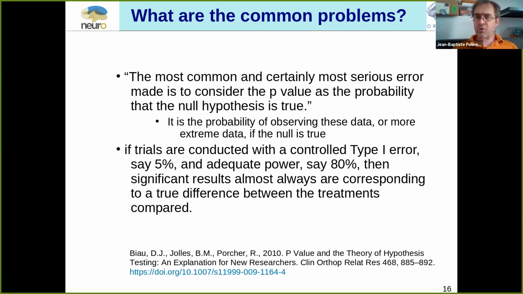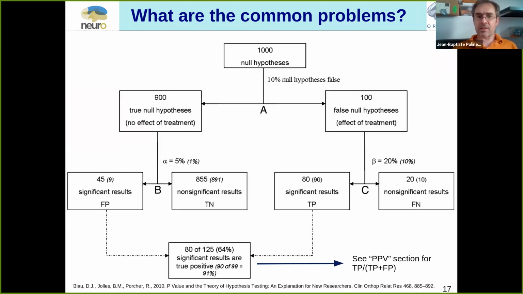And the other problem often is that, let's say you have a situation where you conducted a clinical trial, for instance, with a controlled type one error of the test, let's say 5%, and you have good power. I'll go over those notions of power, but let's say you are in a good situation in terms of detecting an effect. Then if you have significant results, the idea is that that corresponds to a true difference between the treatments that have been compared in that clinical trial. And that's actually not always the case. I want to go through that because it's not directly obvious. But let's say you have a thousand null hypotheses, and again, in neuroimaging we often have a number of null hypotheses.